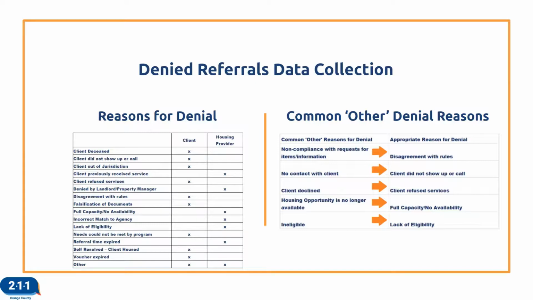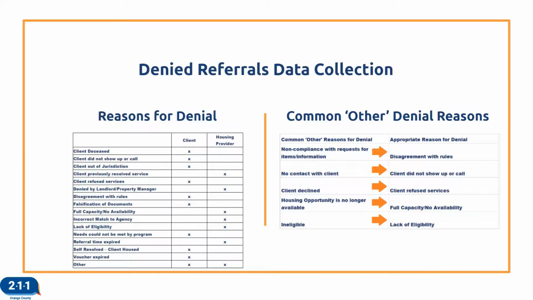Like if the client did not show up or call, or if the client refused services, the denied by type should be the client because the client denied the opportunity. If the reason the client was denied was because the project was at full capacity, that would be a housing provider denial. So that's what this chart is showing you. And as I mentioned, that is now included in the KB, so you can reference that as needed.